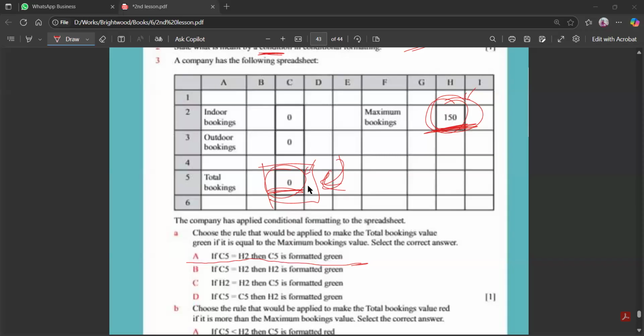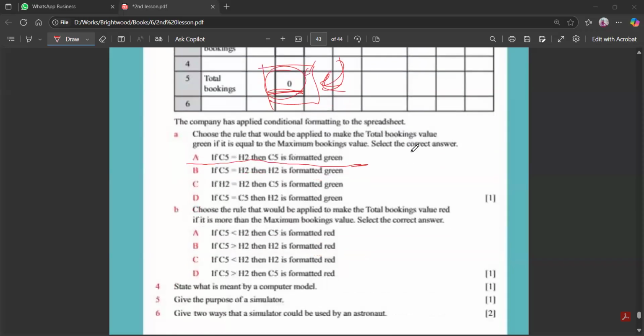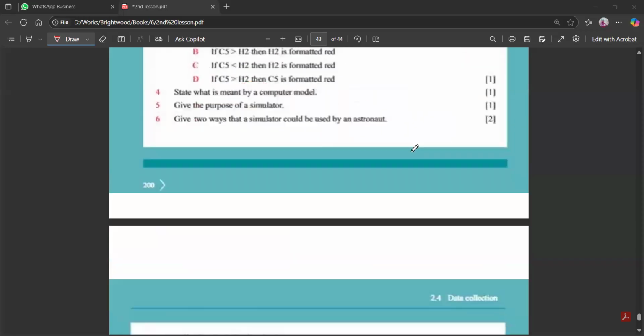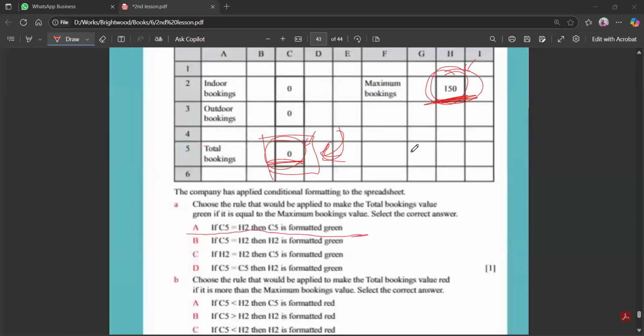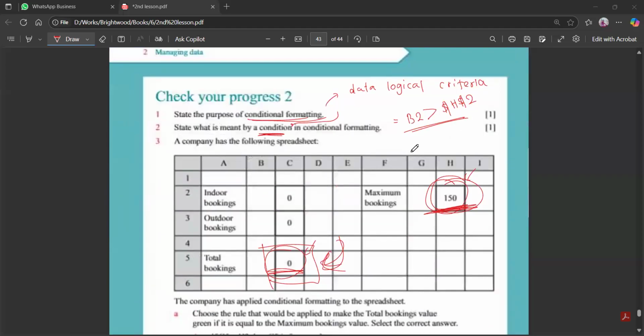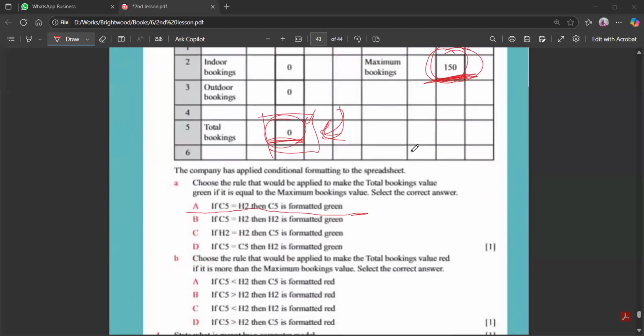Okay, you can write other answers. Please try. There are some questions. We will discuss later on. First of all, try it. I will give some time.